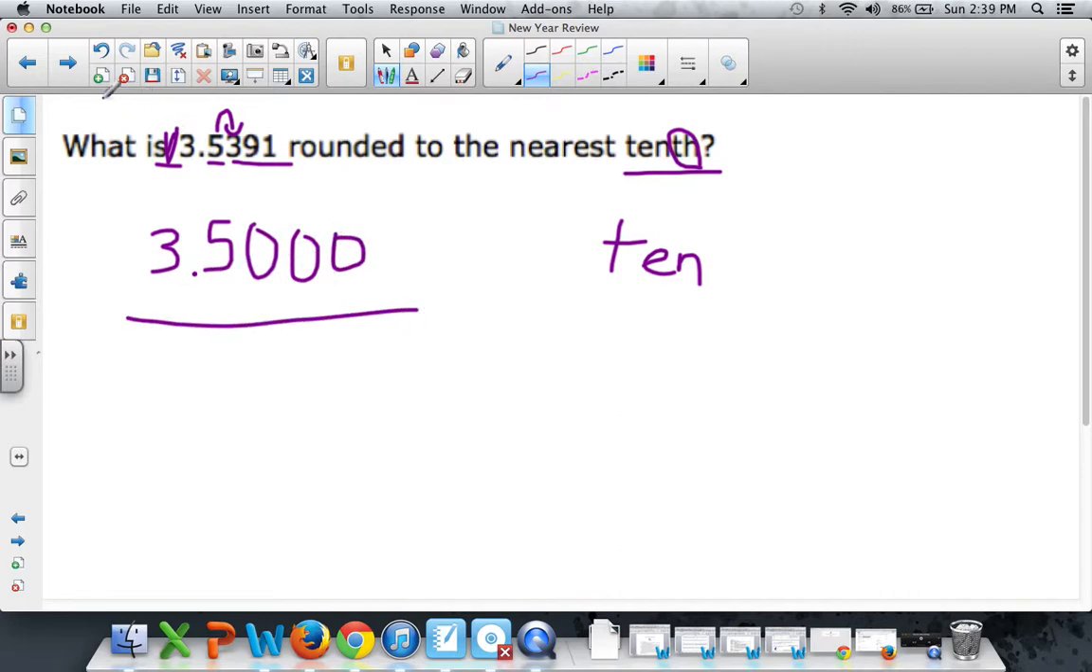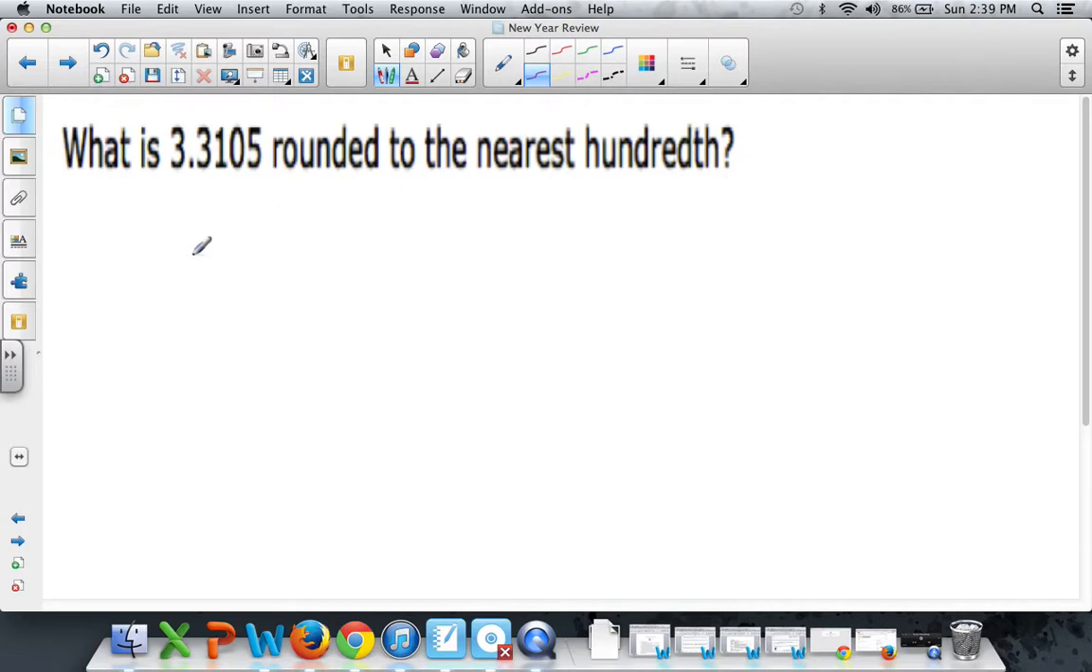Booyah! Let's keep going. What is 3.3105 rounded to the nearest 100th? Again, with that th, we are not dealing with the hundreds place, which would be over here somewhere. We're dealing with the hundredths place, which is the second one past the decimal. Also worth knowing. Alright, so let's look to the right of that.